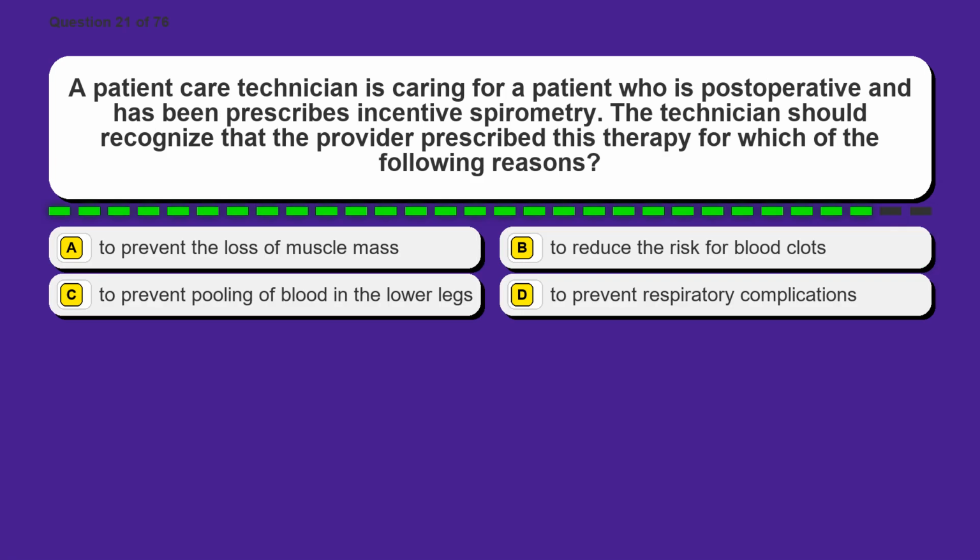Question 21. A patient care technician is caring for a patient who is postoperative and has been prescribed incentive spirometry. The technician should recognize that the provider prescribed this therapy for which of the following reasons? Option A, to prevent the loss of muscle mass. Option B, to reduce the risk for blood clots. Option C, to prevent pooling of blood in the lower legs. Option D, to prevent respiratory complications.